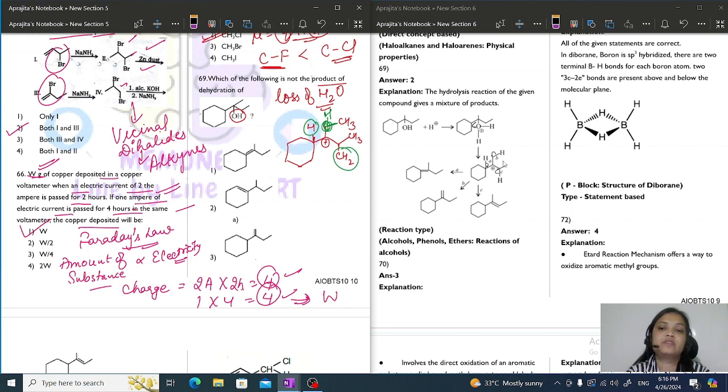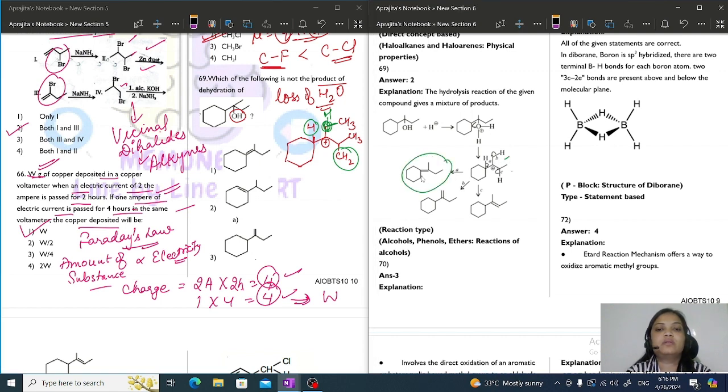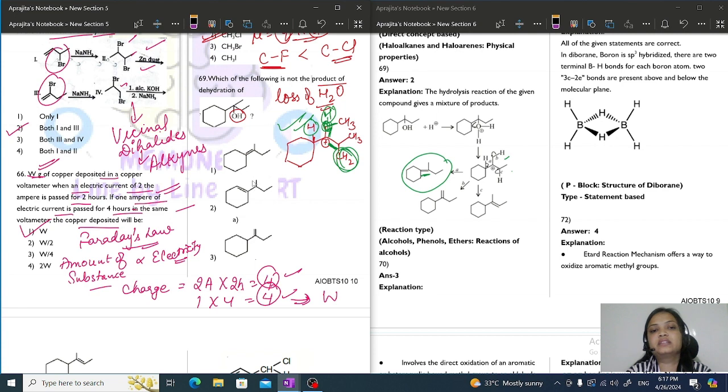We have mentioned them as A, B, C. A double bond will come at this position if this one hydrogen is removed. A double bond will come at this position if this hydrogen is removed, and if this one is removed, a double bond will come at this position. In any case, the double bond is not coming in the ring, so this product is not formed. So the answer is option 2.